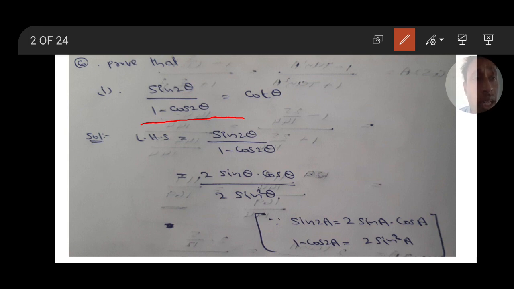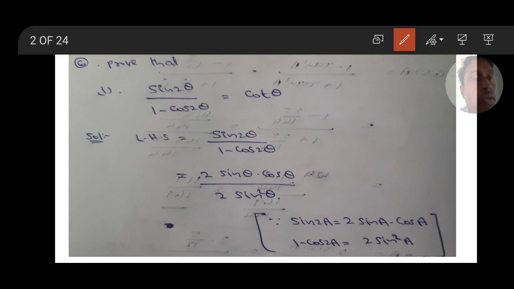Here, what is the LHS? Sin 2 theta by 1 minus cos 2 theta. We have to prove that it equals cot theta. The formula is sin 2a equal to 2 sin a cos a. Instead of a here we have theta, so it is 2 sin theta into cos theta. In the denominator, 1 minus cos 2a equals 2 sin square a, so 2 sin square theta. Two formulas: sin 2a is 2 sin a into cos a, and 1 minus cos 2a is 2 sin square a.